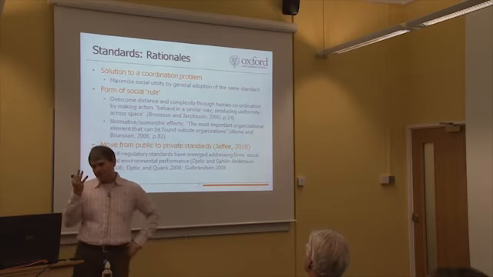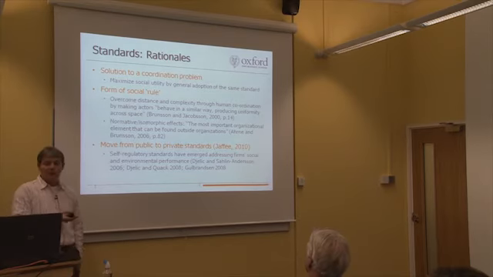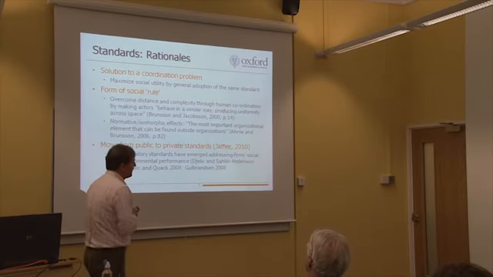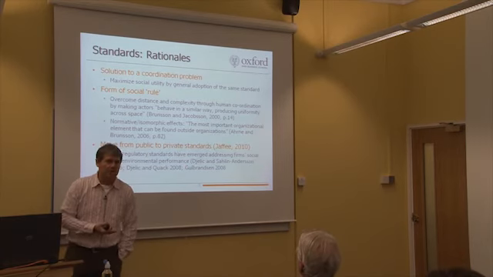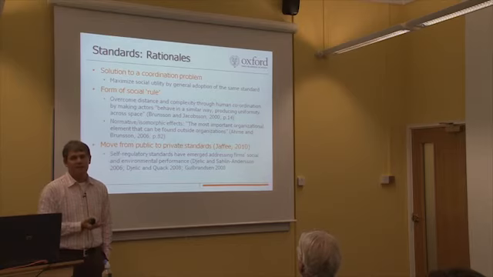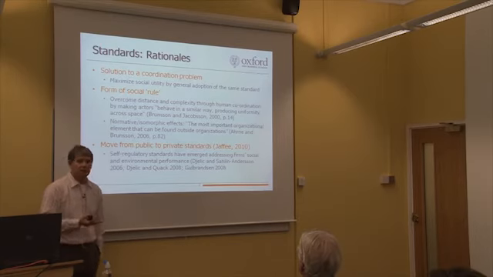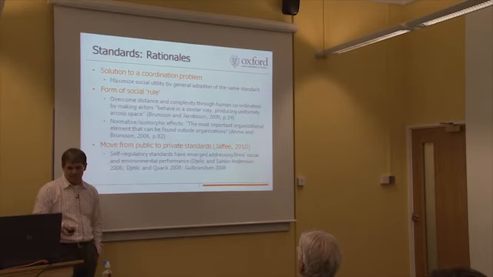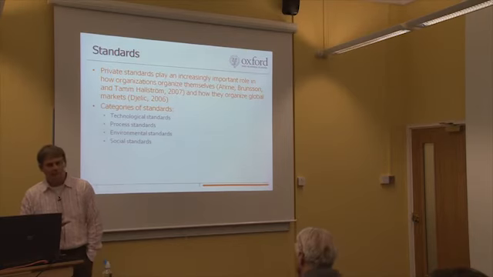So just briefly about standards and rationales. Standards are seen as being a solution to a coordination problem, a form of social rule, and one of the controversial aspects of the development of standards over the past 30 years has been a move away from public regulatory standards towards private standards, set by private actors, corporations for themselves, sectors, or NGOs or third-party social organizations and social movements. That movement away from public to private, which we're very familiar with now, is controversial, not least because it loses democratic accountability.